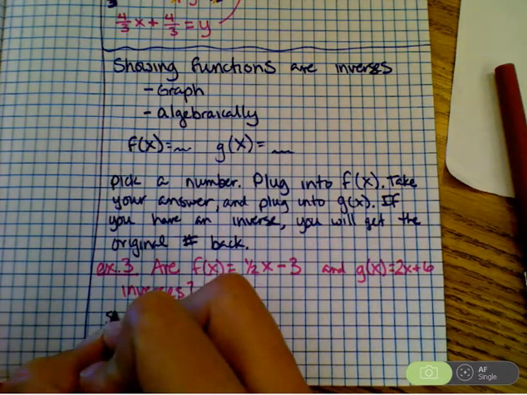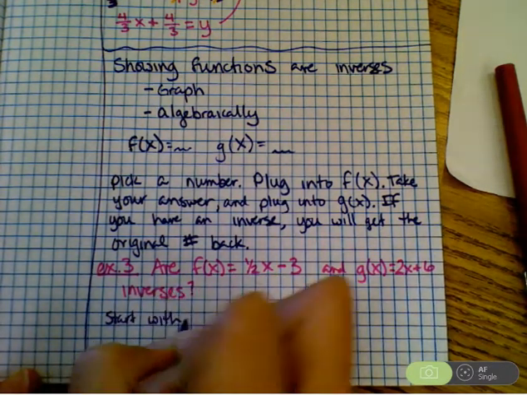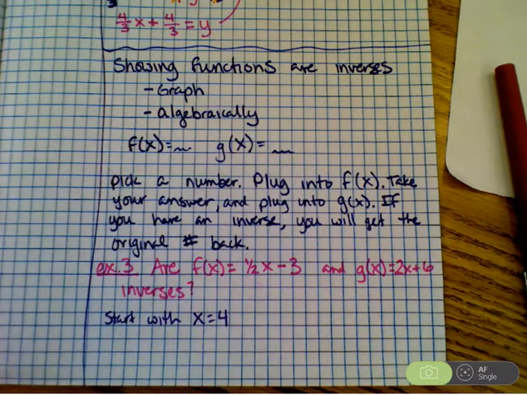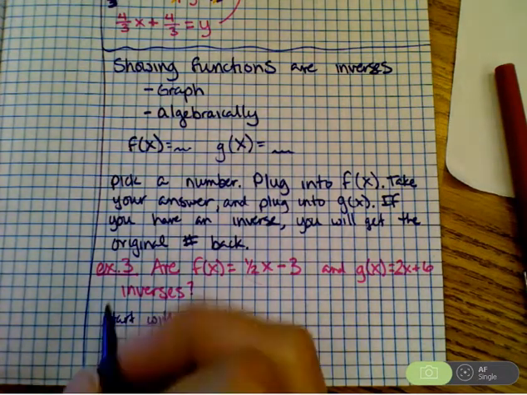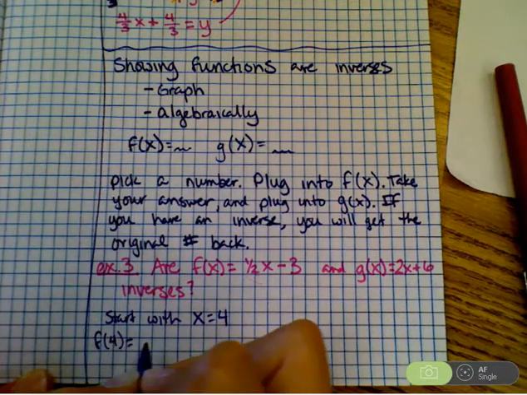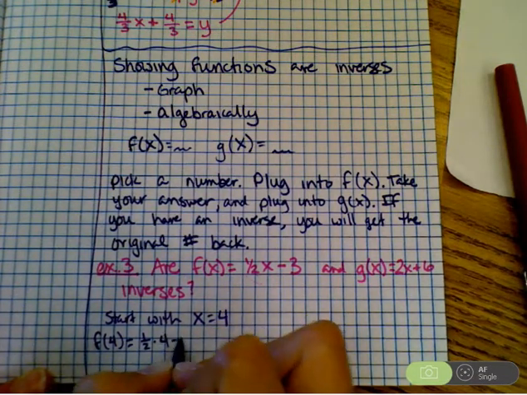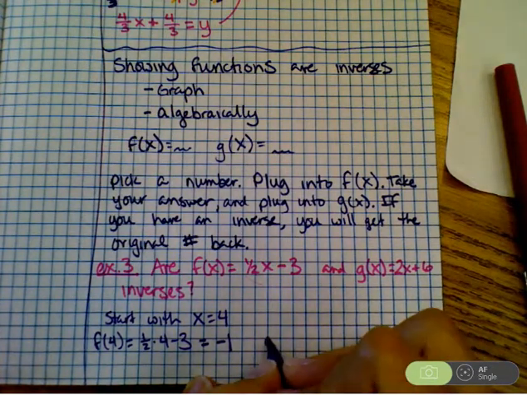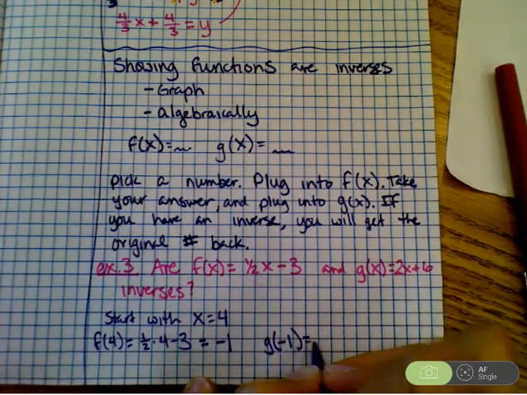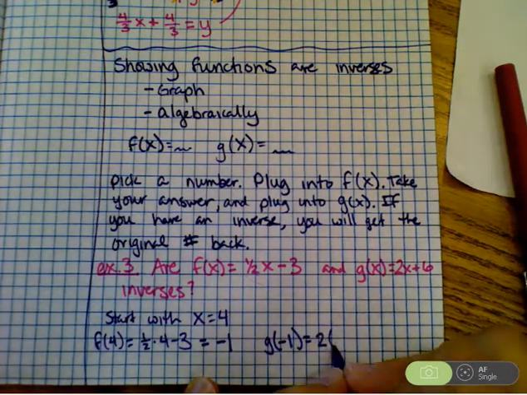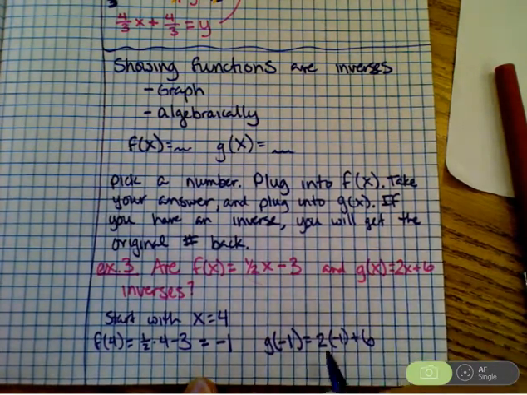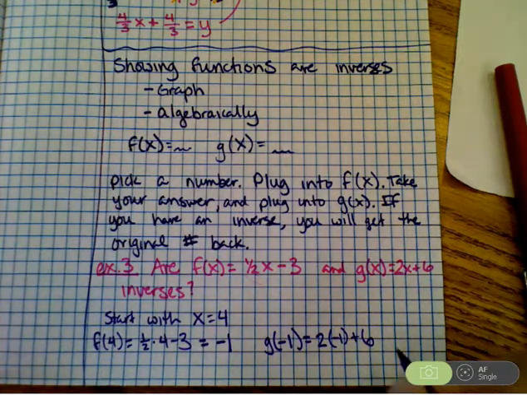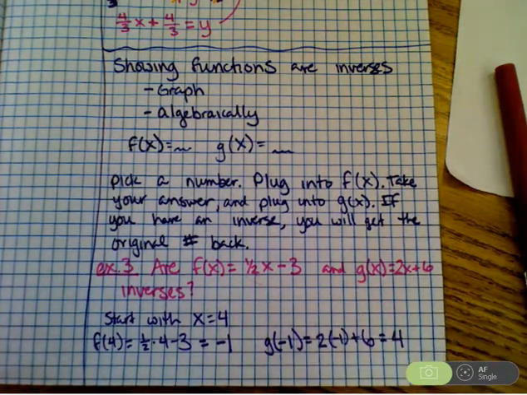So we're going to start with some number for x, and I'm just going to say x equals 4. You don't like 4? You could pick a different one. f of 4 is 1/2 times 4 minus 3. Well, 1/2 times 4 is 2. 2 minus 3 is -1. Now I take that -1, the answer that I got, and I plug it into g. So I do g of -1. 2 times -1 plus 6. 2 times -1 is -2. -2 plus 6 is 4.